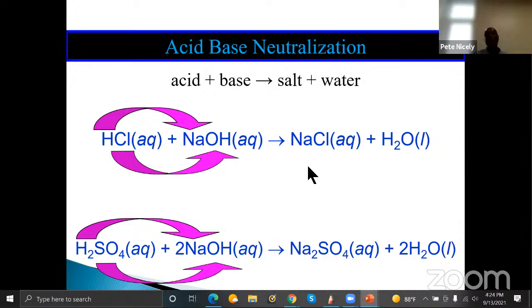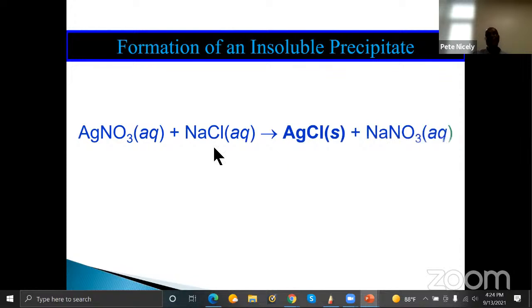Okay, so that's one type of double displacement reaction. Another type of double displacement reaction is one where a precipitate is formed. And this is a very common example of this phenomenon. In this case, we have a solution of silver nitrate mixed with a solution of sodium chloride. So these are two clear solutions, right? And then when you mix them together, you see the spontaneous formation of silver chloride, which would be a solid. So you're going to see a white solid being formed. And you're going to see also sodium nitrate, which will remain in an aqueous solution.